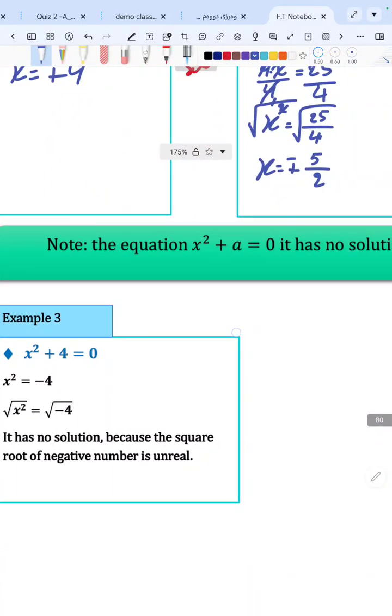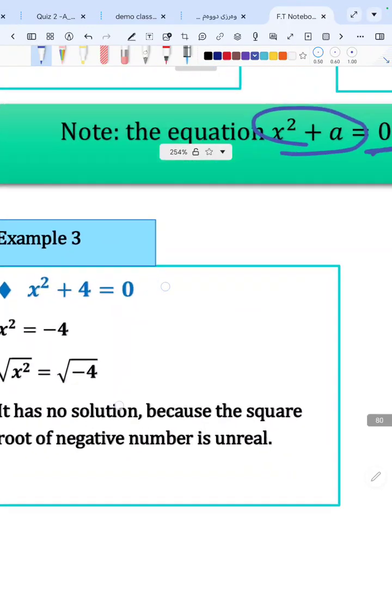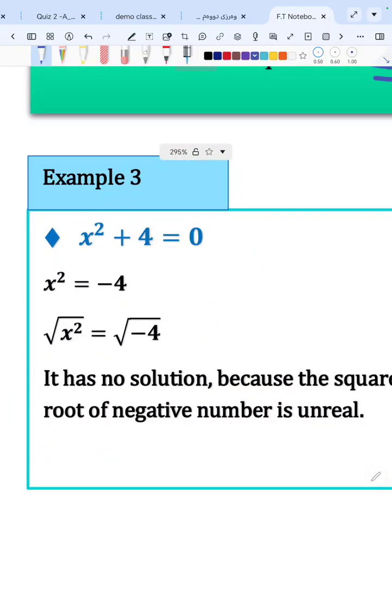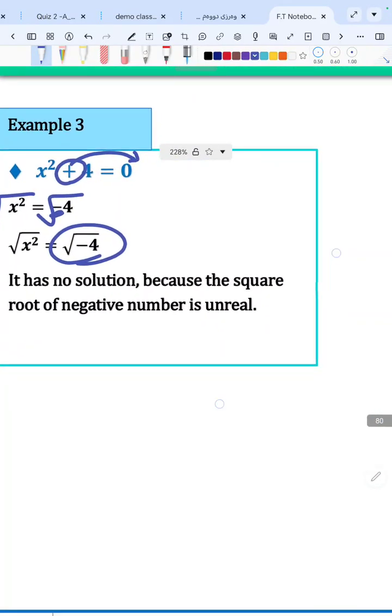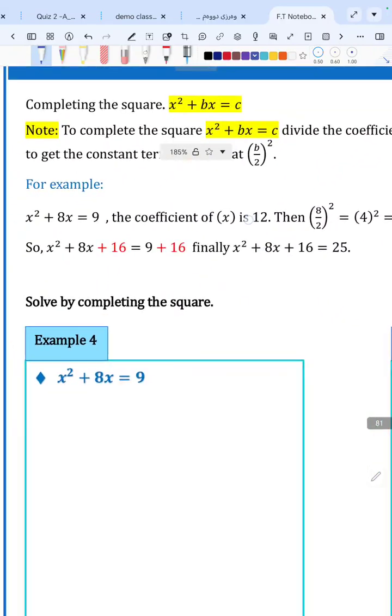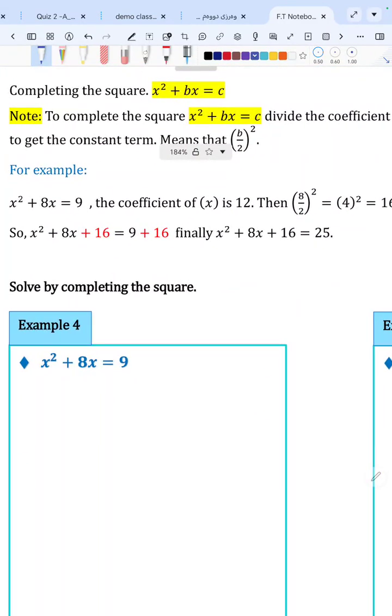Here we have a very important note. The equation x power 2 plus a equals 0 has no solution. How? For example, x power 2 plus 4 equals 0. When you move 4 to the other side, it's positive, it will be negative. And when you take the square root of each side, as I told you, a negative inside the square root has no solution. It's unreal.